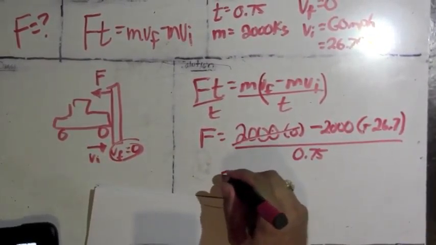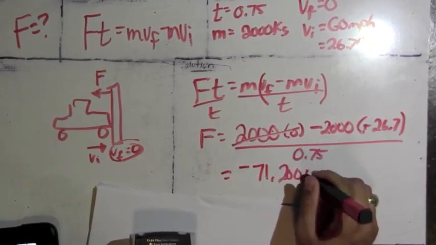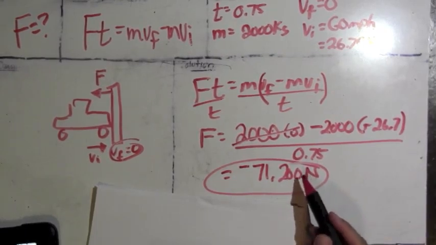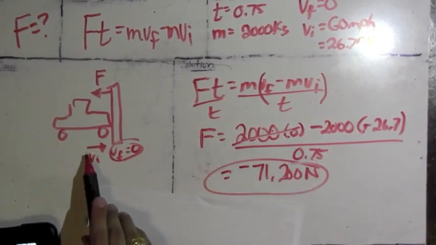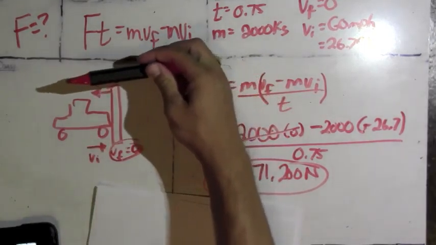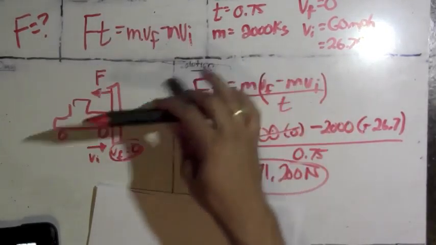And you get an answer that's negative 71,200 newtons. And people usually have an issue with that. They say, well, how can I get a negative force? That doesn't make any sense. Remember, look at our original diagram. We said that I was moving in a positive 60 miles per hour here. The force is in the opposing direction. So the fact that I got a negative just tells me that the force is in the opposite direction.